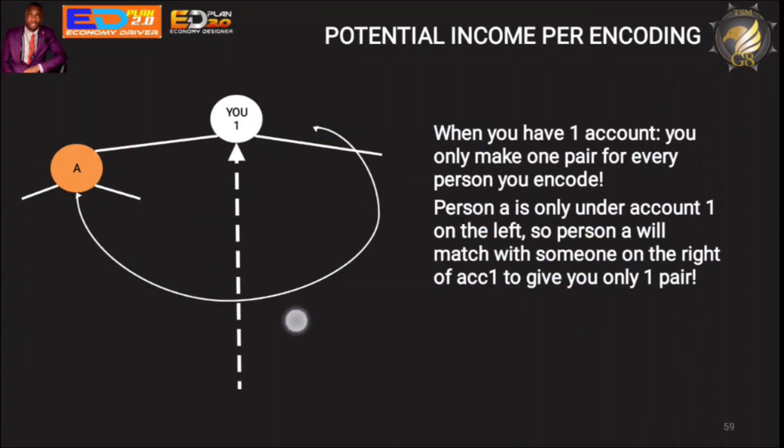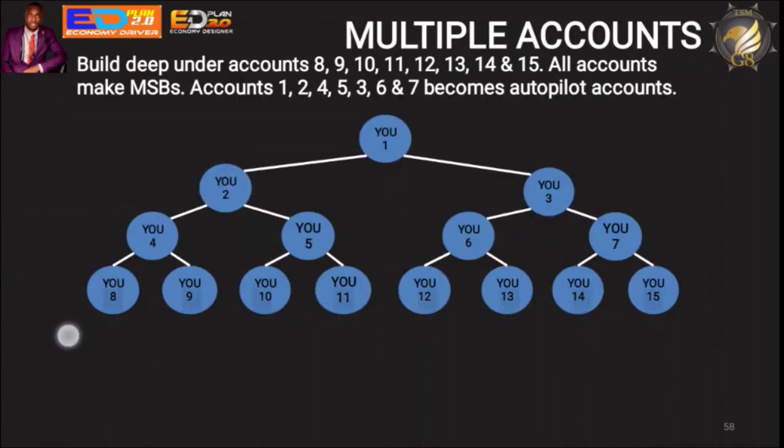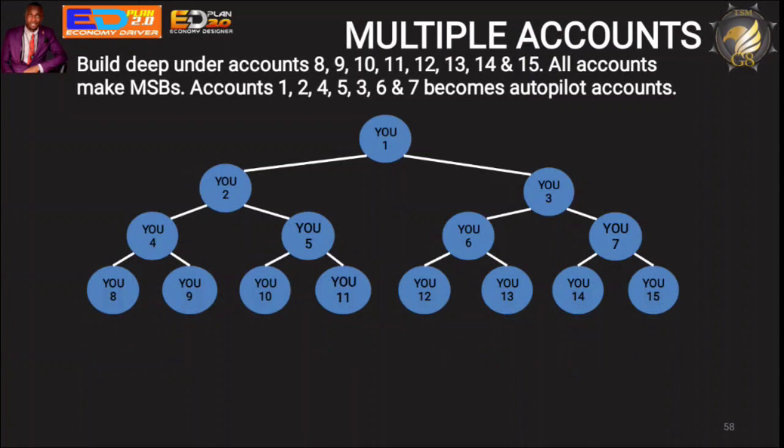So if that person is now under account 8, account 8 makes money, account 4 makes money, account 2 makes money, account 1 makes money from the same person. If that person is under account 12 here, account 12 makes money, account 6 makes money, account 3 makes money, account 1 makes money. That is how it is, okay? So multiple accounts means more money for you with less effort.